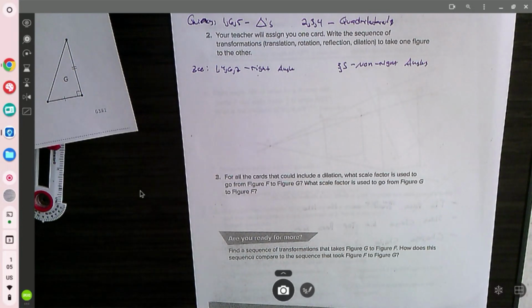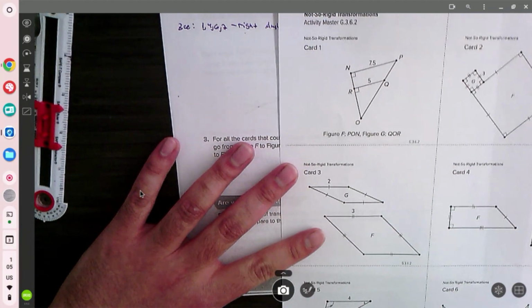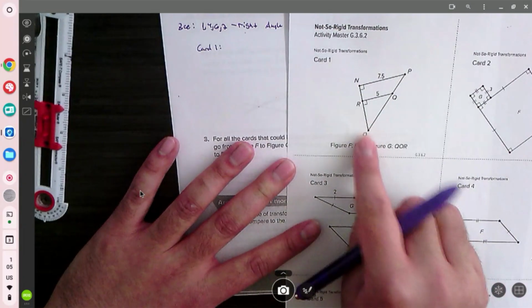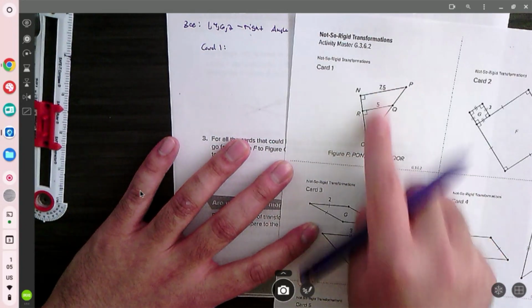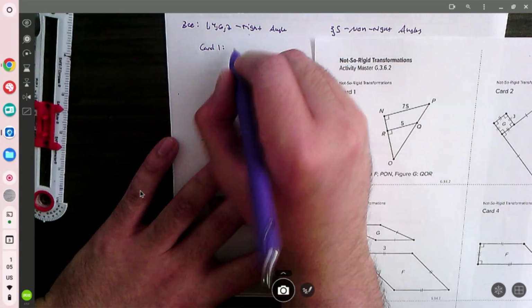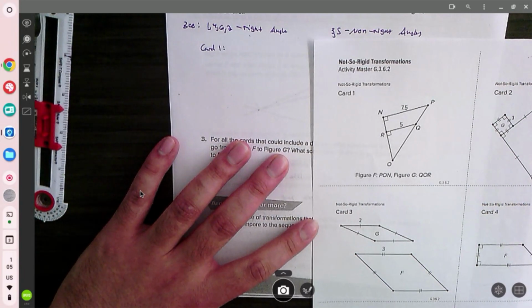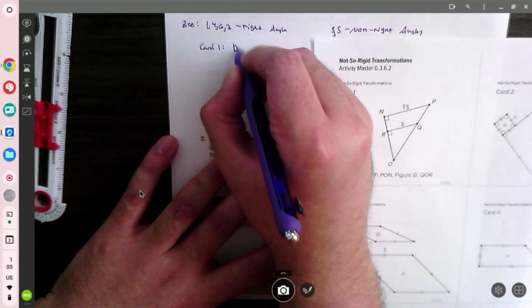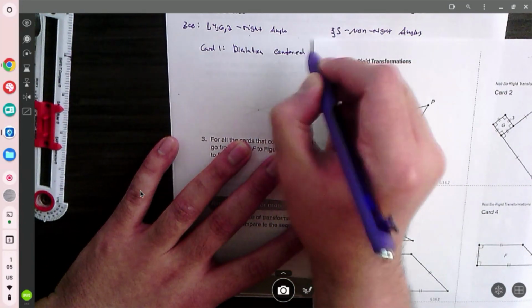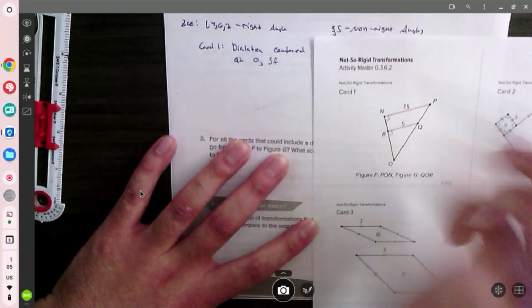Okay, so I'm going to do card number 1. Nobody else can do card 1, so everybody else has to pick a different card. For card 1, I'm seeing that this is a dilation centered at O. And I'm not seeing any reflections, rotations, or translations. So this is my only transformation: a dilation centered at O with a scale factor.